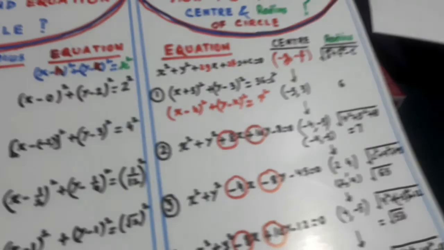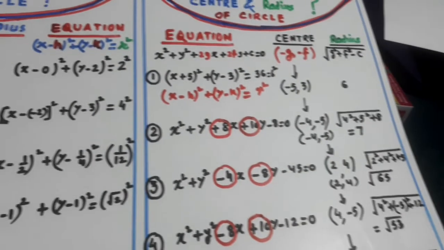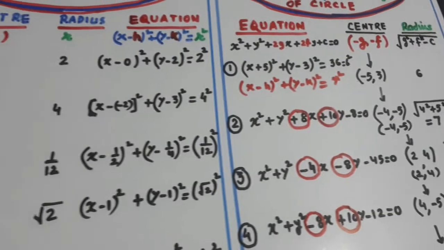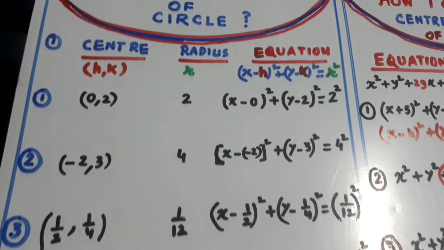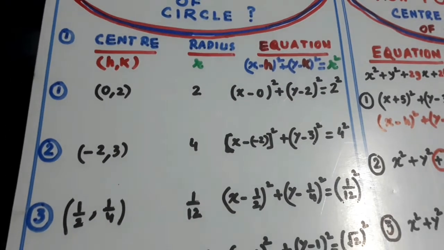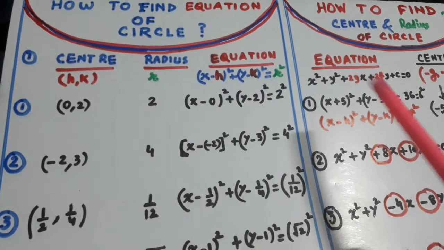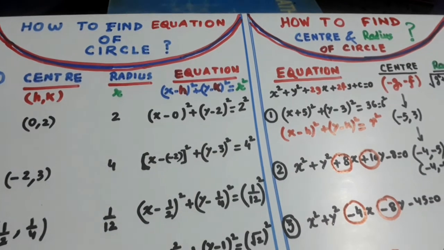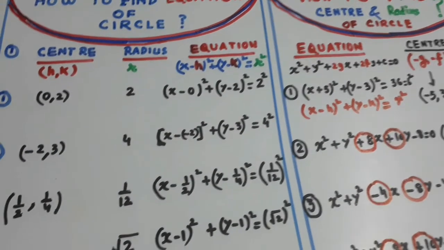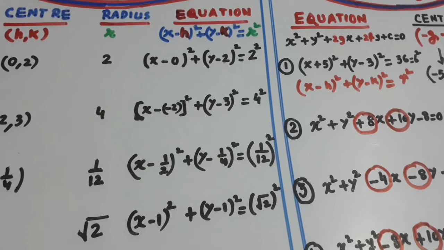So this is how we have to find the center and radius when equation is given, and how to find the equation when center and radius are given. I have told you both the cases, and it is very, very easy, and within seconds you can do the question.